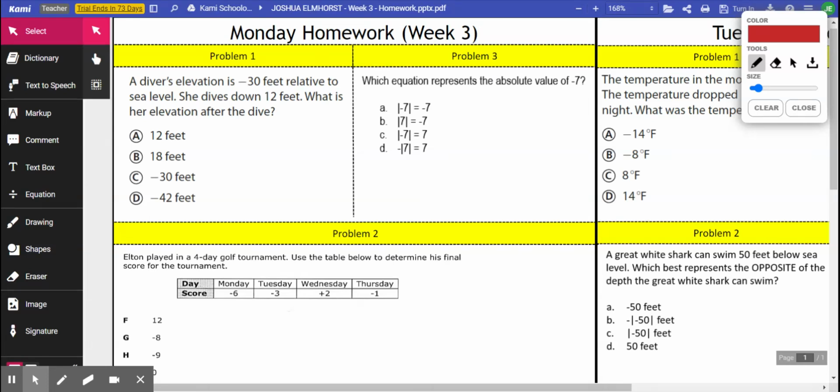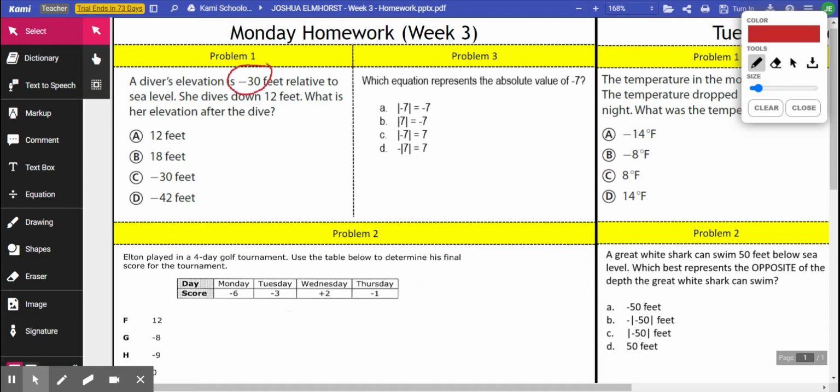Hey guys, let's take a look at the homework for week number 2. We're going to start with Monday. Problem 1: a diver's elevation is 30 feet relative to sea level, 30 feet below, negative 30. She dives down another 12 feet. What is her elevation after the dive?